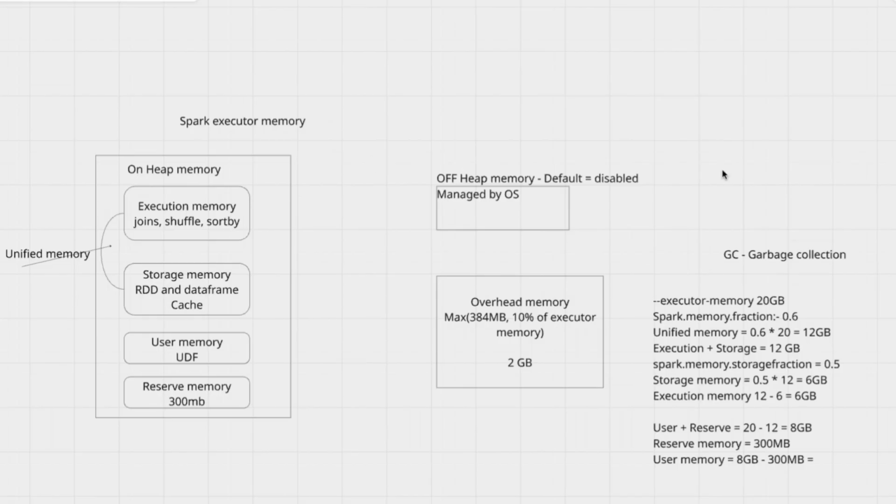I hope you are able to understand how Spark memory allocation takes place internally, and how we can use these memory parameters, use this knowledge to optimize our Spark application.